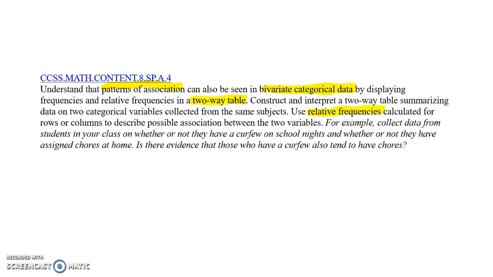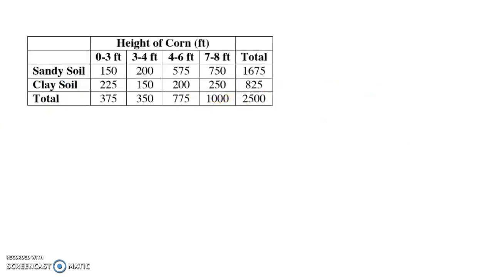So let's do an example problem that kind of displays this standard. So we're looking at height of corn. So perhaps a farmer is interested in whether the type of soil makes a difference in the height of the crop of corn. So here we have a table representing the planting of 2,500 stalks of corn, and this table here is called a frequency table. It's showing the counts or frequencies in each of the cells. So for example, planted in sandy soil, there were 150 stalks of corn between the heights of 0 and 3 feet. With this data, we might want to make a conjecture about whether there's a connection between the type of soil and the height of corn.